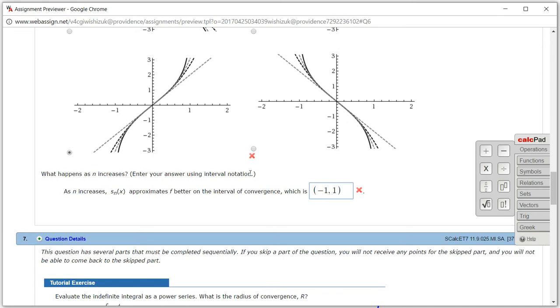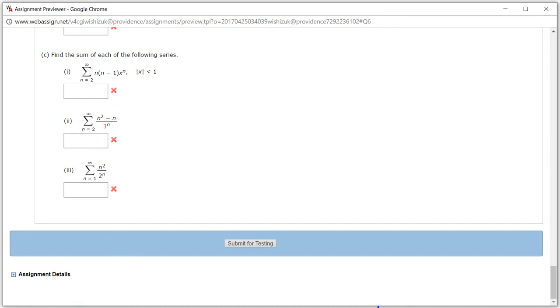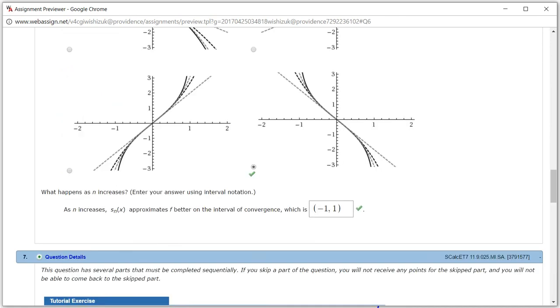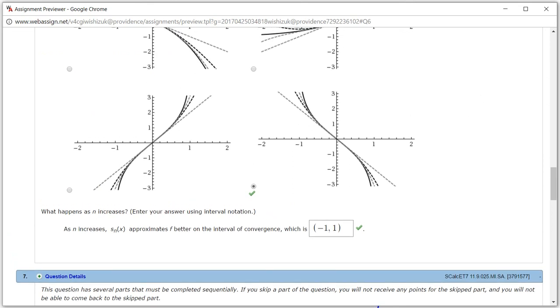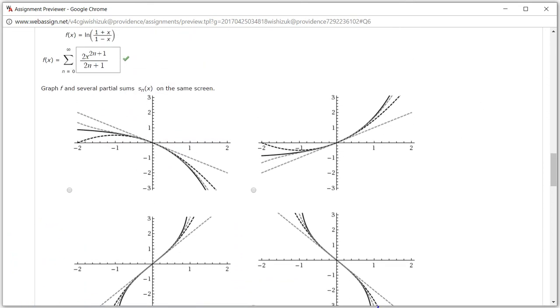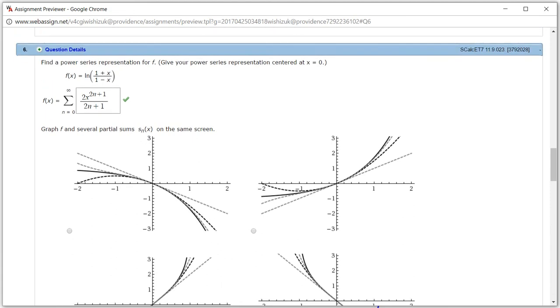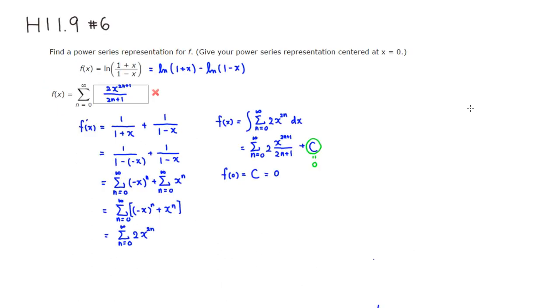All right, so let's submit for testing. All right, looks like we got the graph correctly and the interval of convergence correctly. All right, that's it. I hope that this was clear.